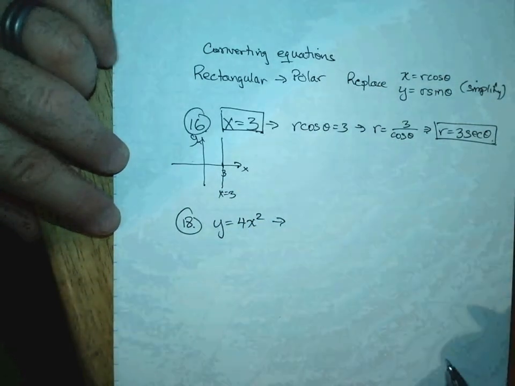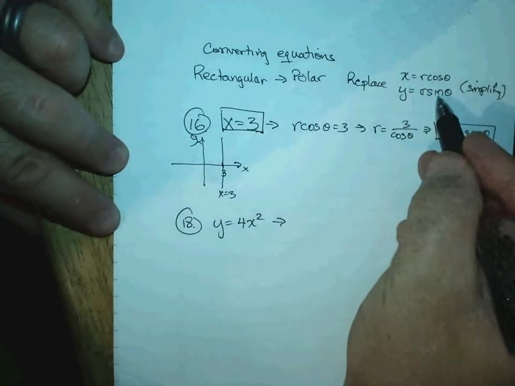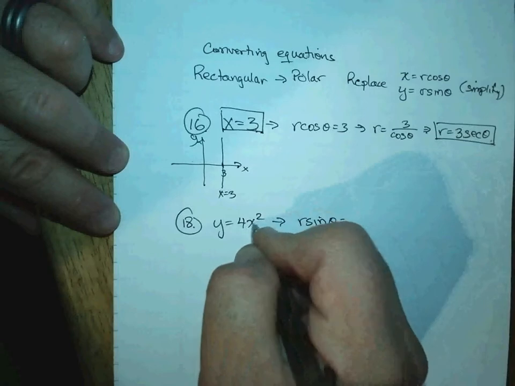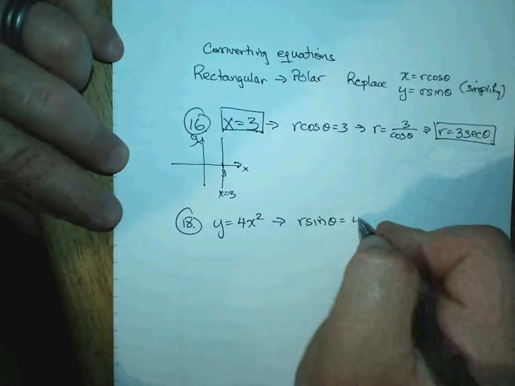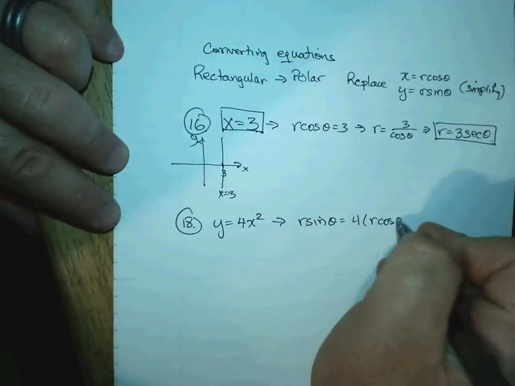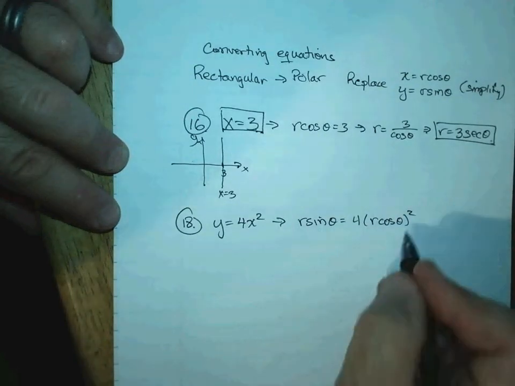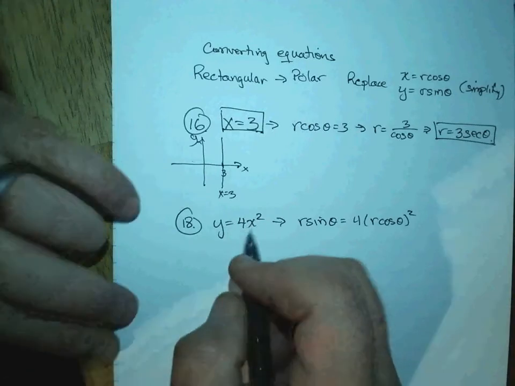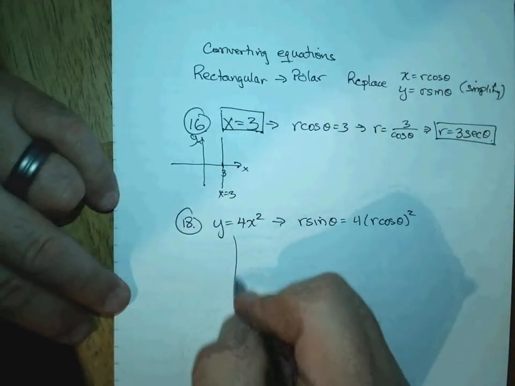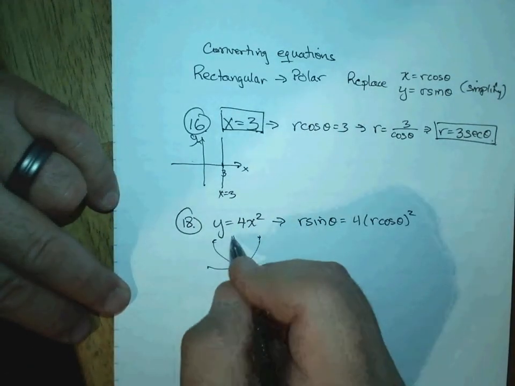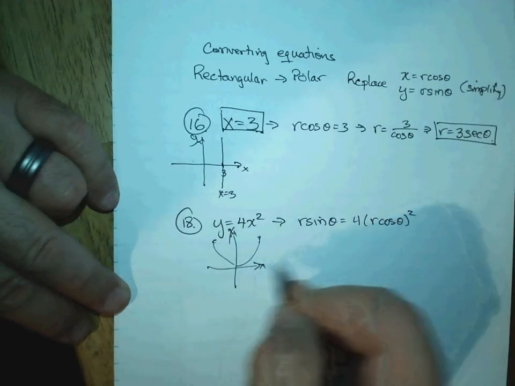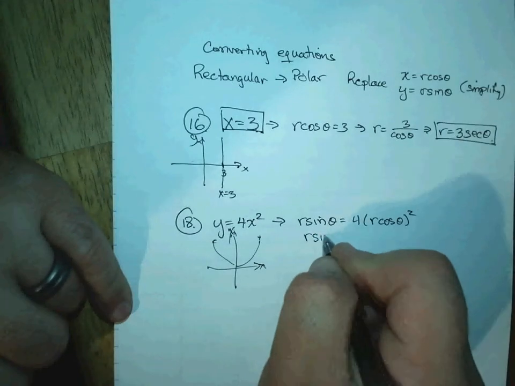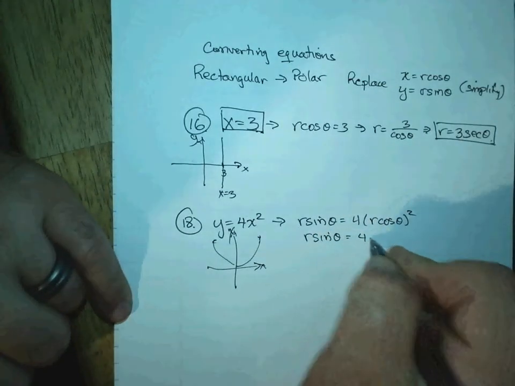Let's take a look at number 18, where the equation is y equals 4x squared. You replace the y with r sine theta. You replace the x with r cos theta. There's your polar coordinate equation version of this. So this parabola, y equals 4x squared, that's how you would write it in polar coordinates.